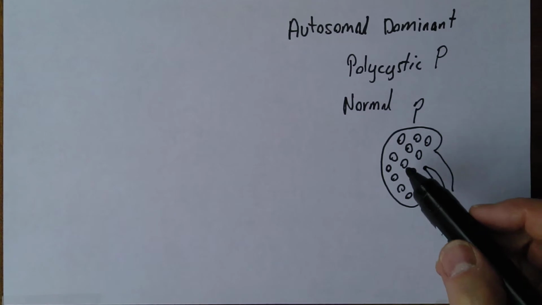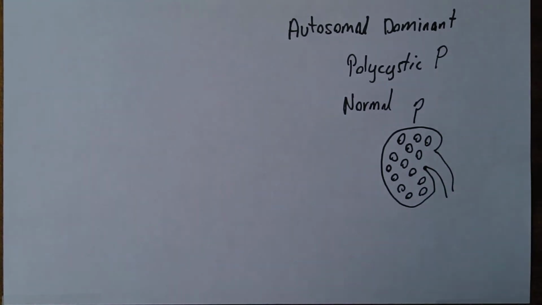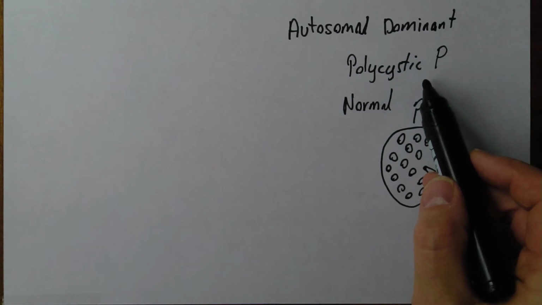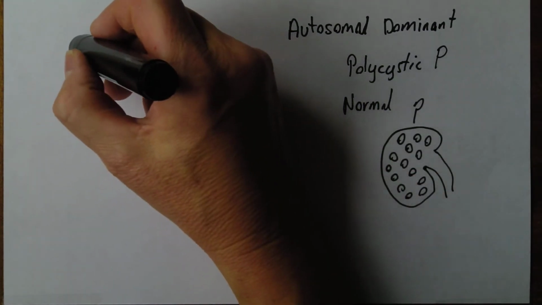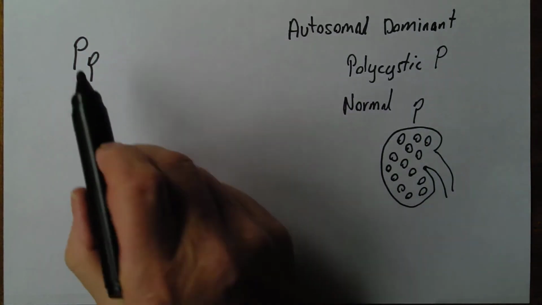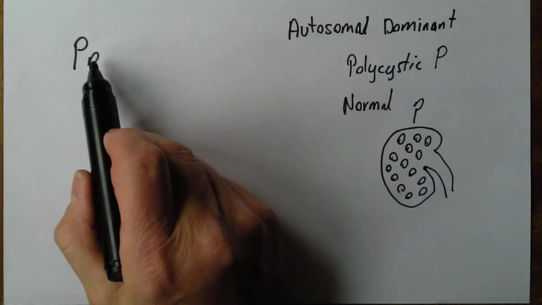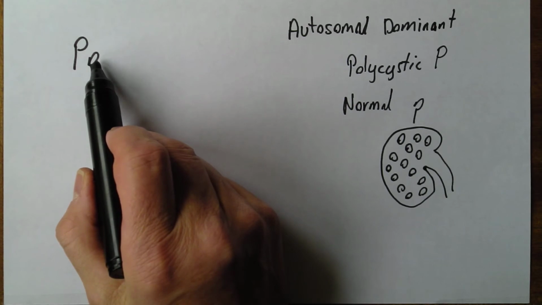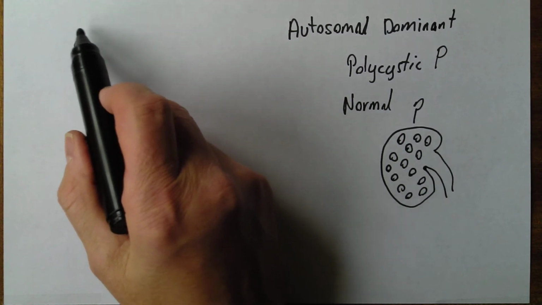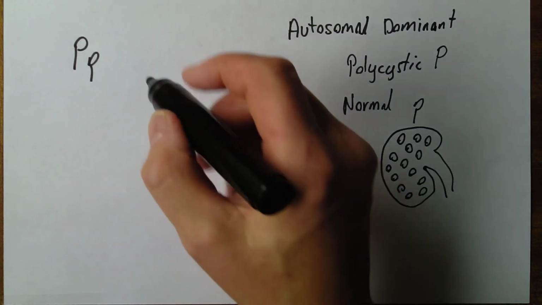So how is this inherited? Because it's entirely genetic. Well, we know a dominant gene is one which will be expressed if present. So let's imagine we have one parent who is big P, small p. This means they have a gene for polycystic kidney disease and they have a normal gene as well. Therefore, this person is phenotypically a sufferer and genotypically they are heterozygous.